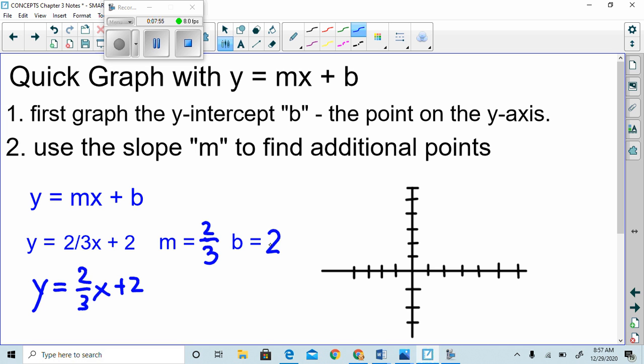Simple directions. Start with your y-intercept. That's a point on the y-axis. b is 2, so I'm going to go up and put my first point at 2. I'll now use my slope, rise over run. It's a positive 2/3. It's telling me to go up 2 and over 3. 1, 2, 1, 2, 3. All you need is 2 points. There's your line. Now technically I can keep going and do several points just to get the flow of the line, but remember you only need 2 points to graph a line.